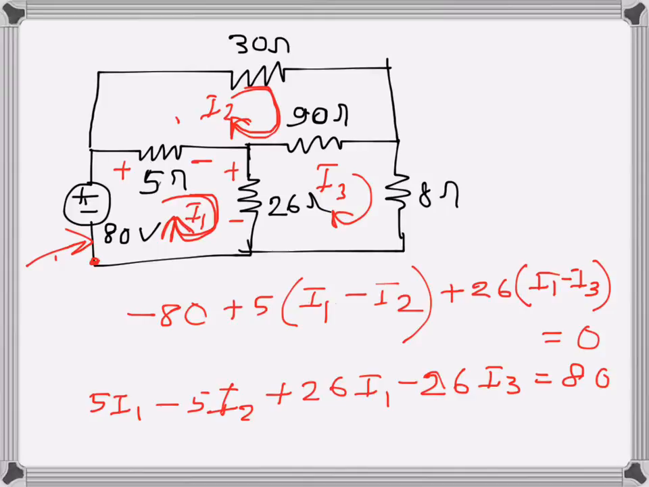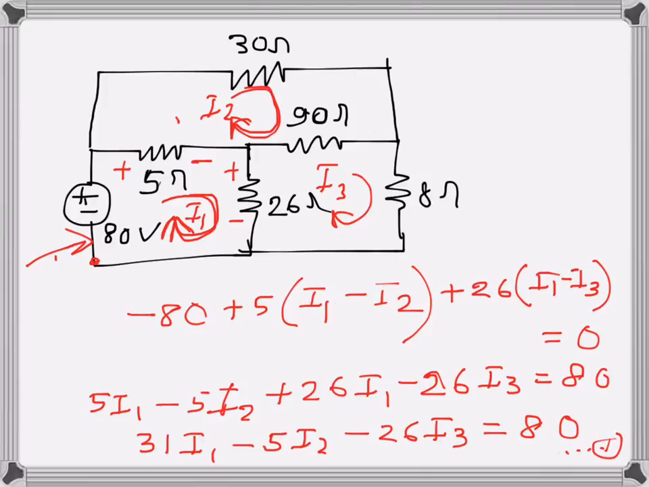There are two I1 terms, 5I1 and 26I1. If I add, it becomes 31I1 minus 5I2 minus 26I3. These are the three currents, and this is the equation. Let's call it equation 1.